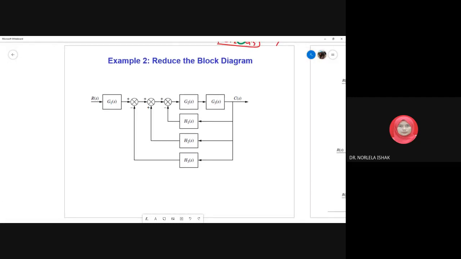What type of connection can you see from this example? G2, G3 cascade. Okay, G2 and G3 cascade. Then feedback with H1, feedback with H2, feedback with H3, and then cascade. First cascade, next you feedback with H1, feedback with H2, feedback with H3. Then cascade with G1, and the last one cascade with G1.